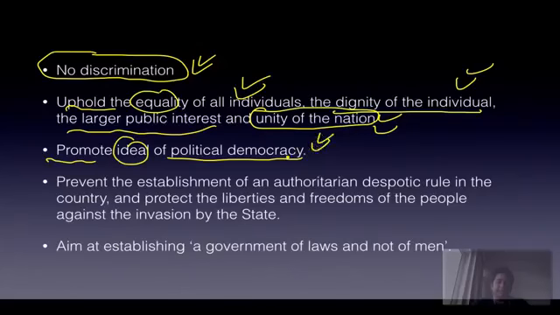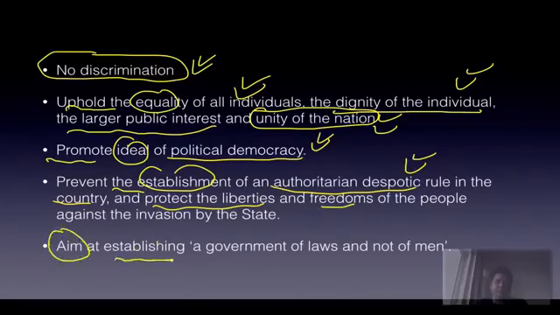Promote the ideal of political democracy. This is also important. What do you mean by political democracy? It means we have one person one vote, which is the most basic form. However, the state should not usurp extra legislative powers among its branches. There should be separation of power, and citizens should be given certain basic inalienable rights which are extremely important for their development. So it prevents the establishment of an authoritarian despotic rule in the country, and it protects the liberties and freedom of the people against invasion by the state.